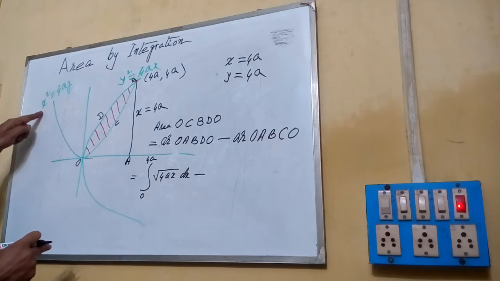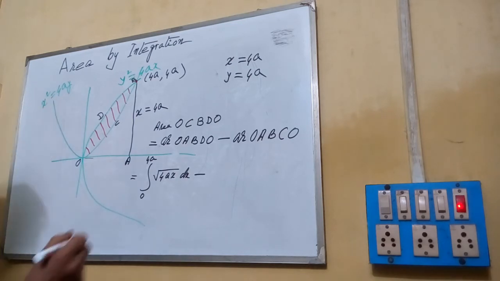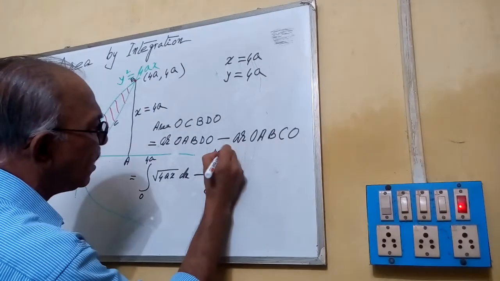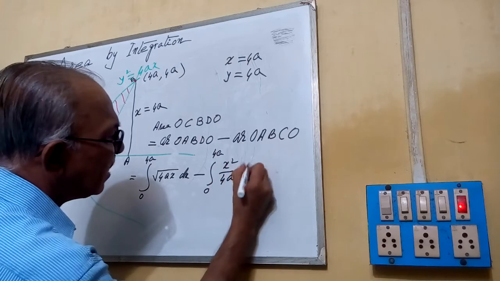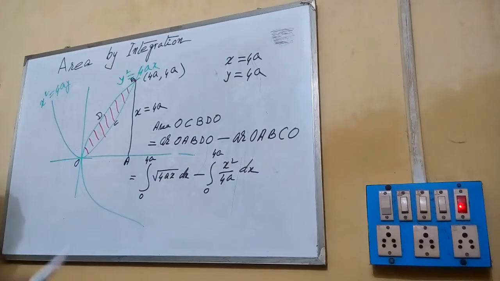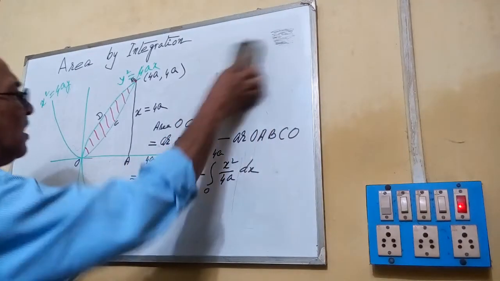minus the area of this curve. This is x square equals 4ay, so y equals x square by 4a. So again, the integral from 0 to 4a of x square by 4a dx. Whatever the calculation of this is, that will be our answer. This calculation is not difficult, anyone who knows integration can do it.